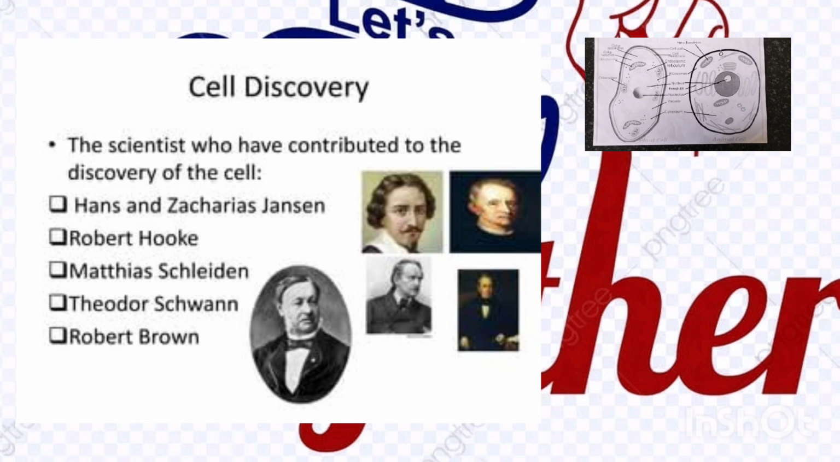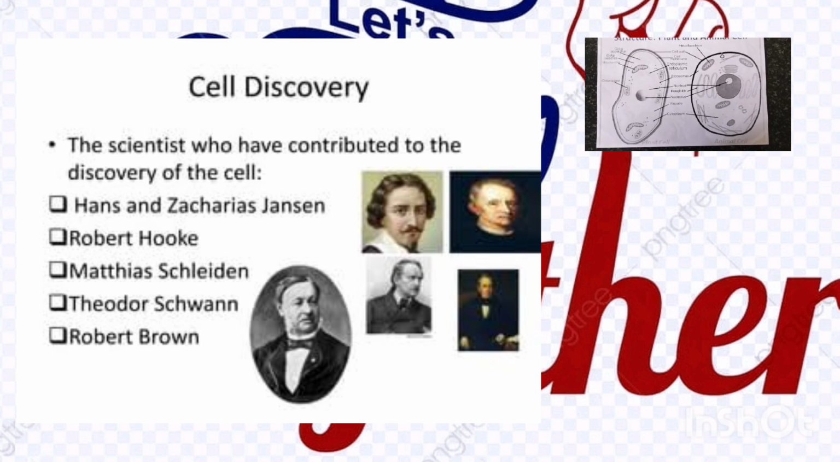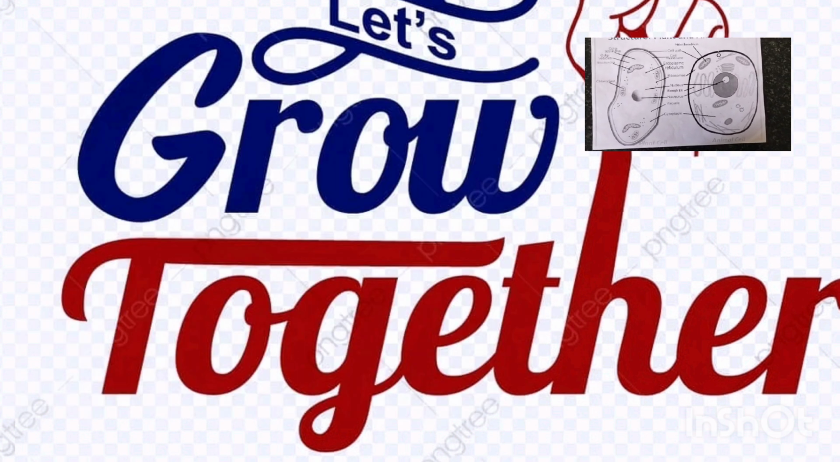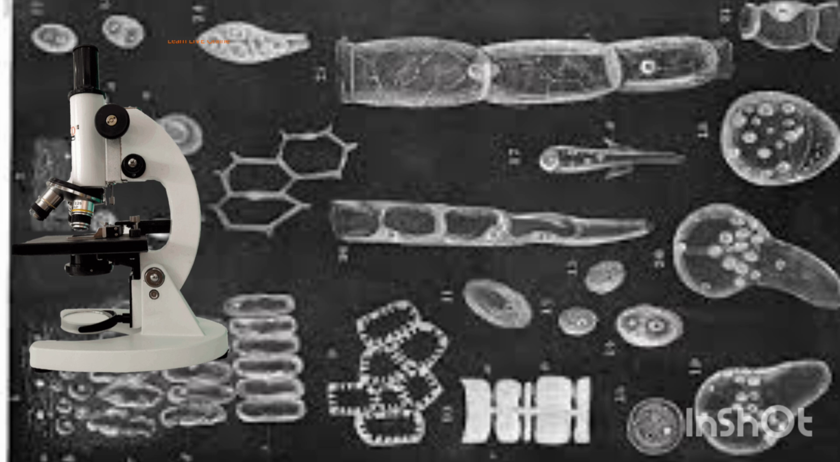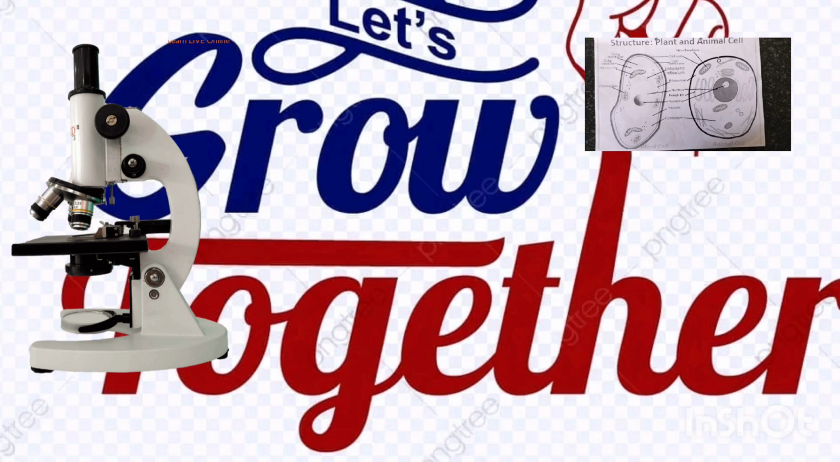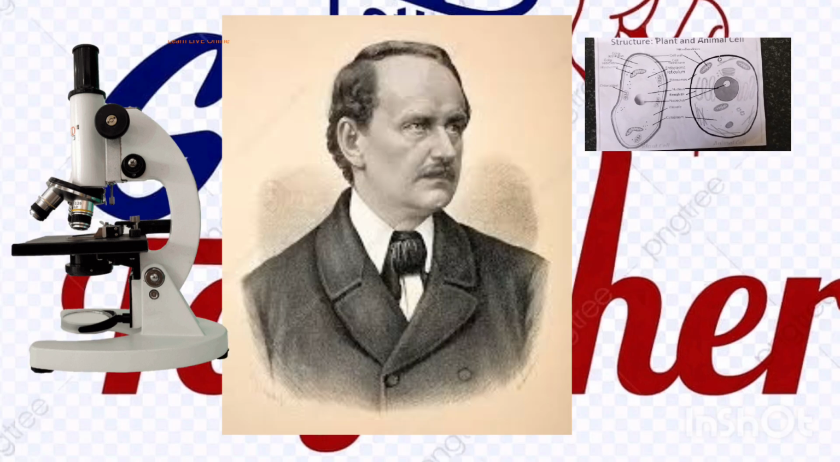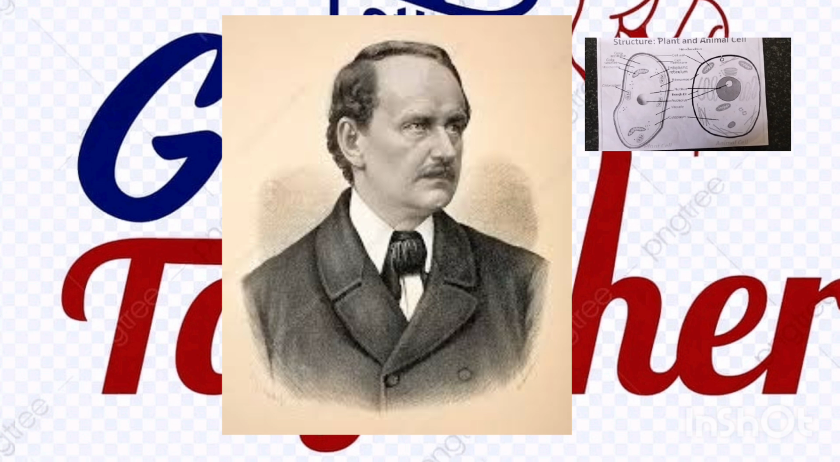Marcello Malpighi said that plants are made up of tiny structural units called utricles. Further information and discoveries were made by Robert Hooke, who observed many tiny holes, room-like structures, in a thin slice of cork through a compound microscope and gave them the name cell. Then later, in 1674, Leeuwenhoek discovered that these tiny cells are free living cells in pond water. He was able to find them.